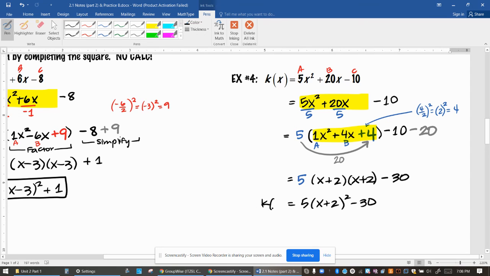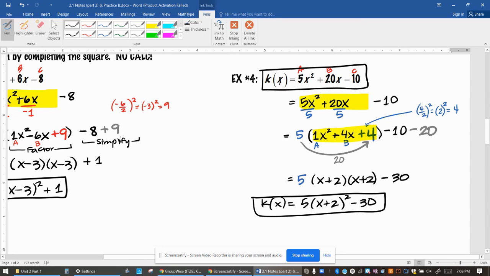And again, you can check your answer by graphing the original equation in standard form and the equation in vertex form, and you should get the same parabola.